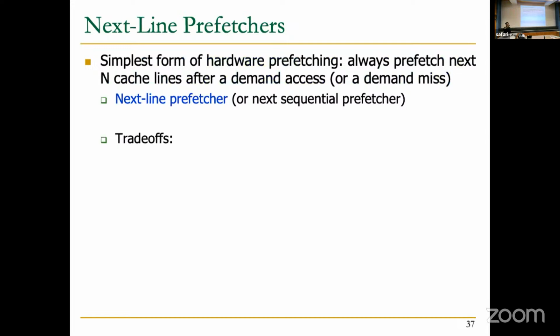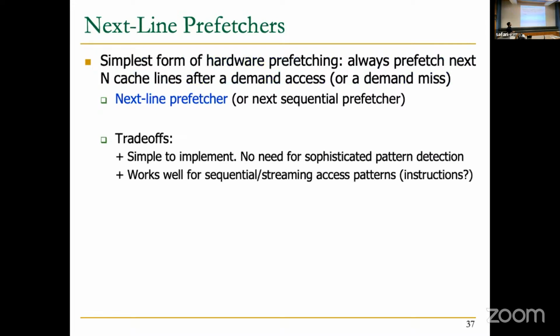It's called the next line prefetcher. As the name suggests, the key idea here is that when you see an access to cache line A, you're just going to prefetch some next n lines, like A plus 1, A plus 2, A plus 3, up to A plus n. That's the easiest thing. What are the trade-offs? It's the simplest to implement.